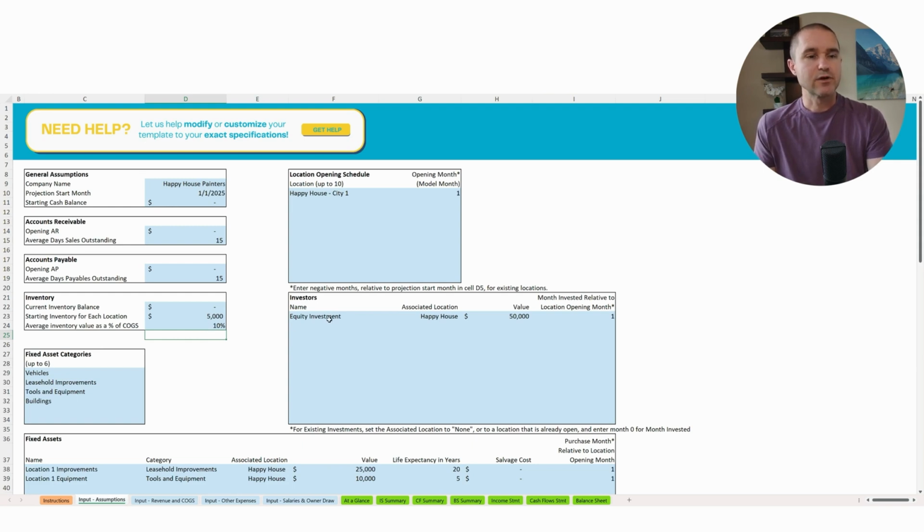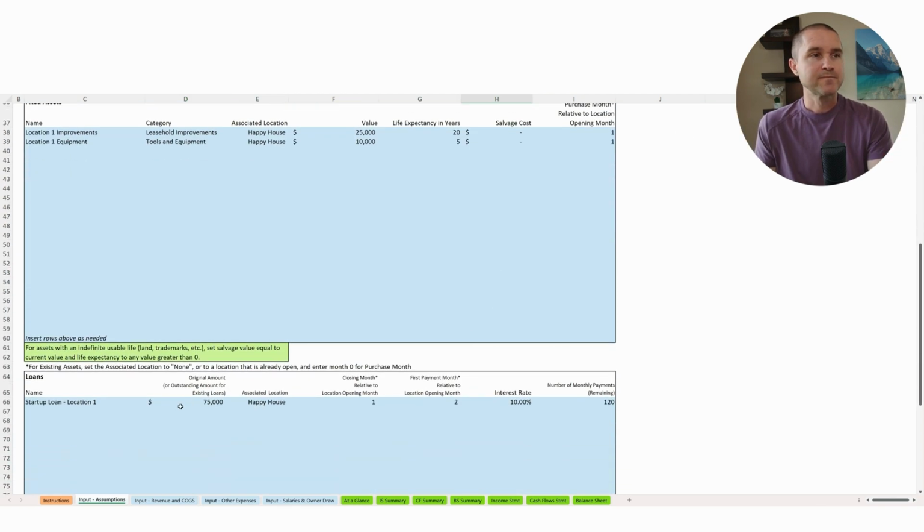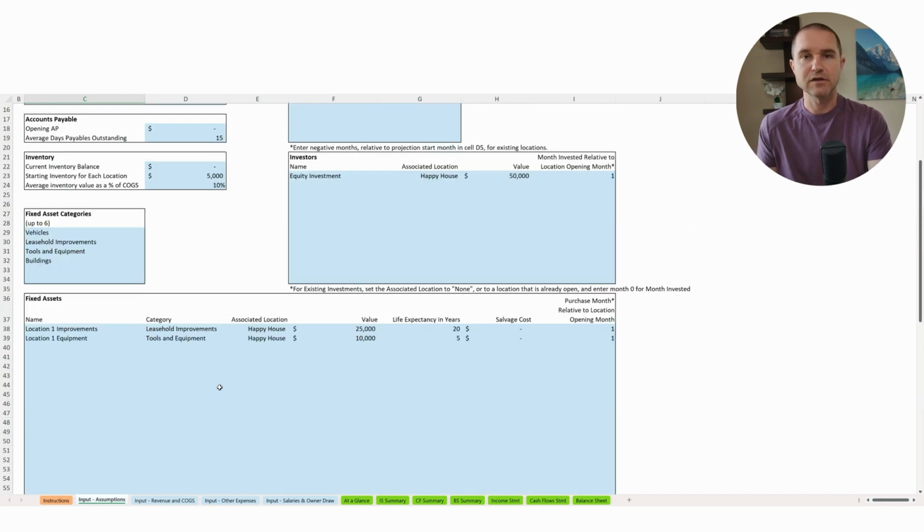Okay, equity investment. So if you are looking for an SBA loan, the SBA is going to expect that you have some equity, some skin in the game. And so whether that's your personal investment that you're investing into the business, or you've raised money from outside investors, you probably should have at least 10% of the total project cost as equity. And a lot of times for startups, lenders are going to want even more. So in this example, we put in $50,000 in equity that we're putting into the business. And then down here, we have a startup loan at $75,000. So for a total startup cost that we're looking at of $125,000.